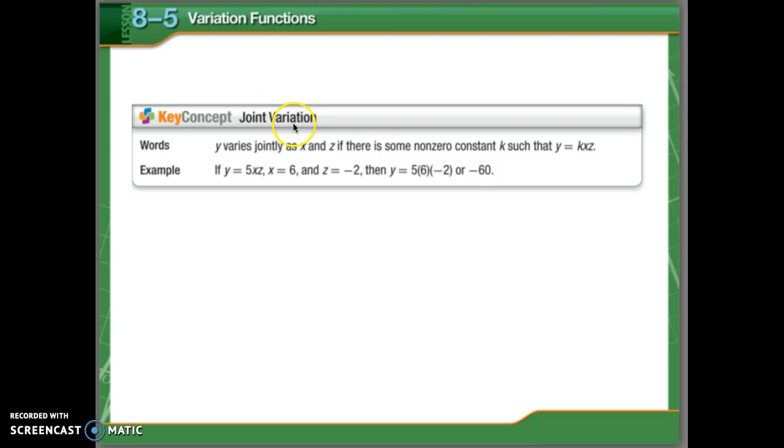Joint variation. Joint variation is when y varies jointly with two different variables. And joint variation is a kind of direct variation, except instead of just y equals kx, it's y equals k times xz. There's two variables.